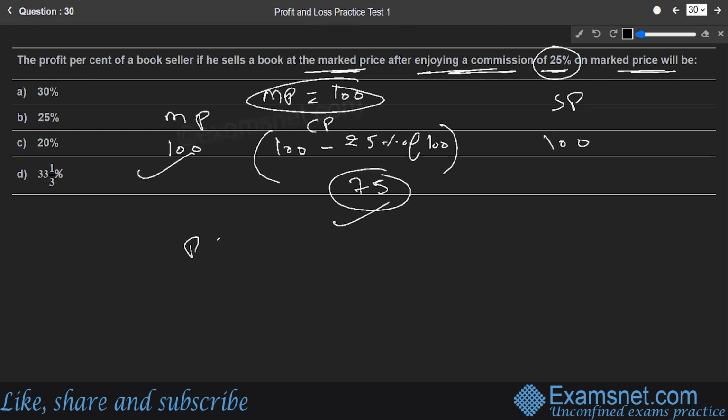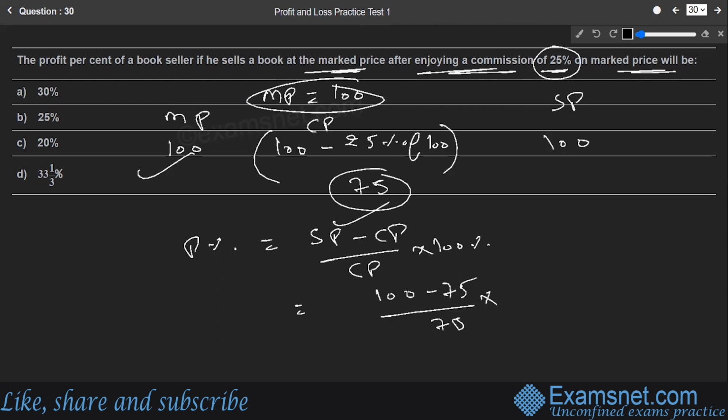So how much is the profit percent? Profit percent is always calculated as selling price minus cost price over cost price into 100%. How much is the selling price value? It is 100. How much is the cost price value? It is 75, so 100 minus 75 divided by 75 into 100. This is what you are supposed to do. If you solve this, this comes out to be 33 1 by 3%. And that is the actual profit percent value, option number D, and that is the right answer.